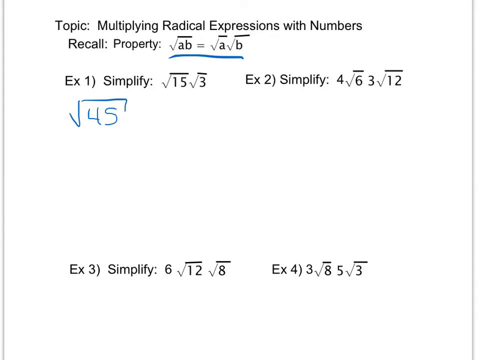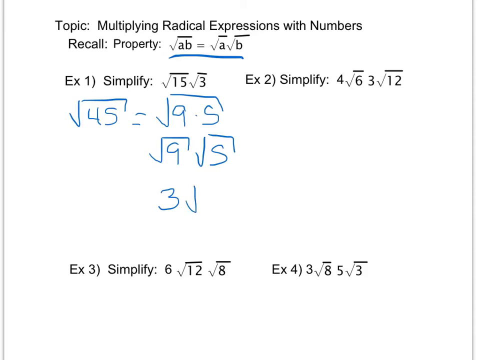Now that I have it together as 45, I can ask myself, does 45 have any perfect squares? Well, it does. 45 is the same thing as 9 times 5, and I know 9 is one of my perfect squares. Therefore, I get the square root of 9 times the square root of 5. I know the square root of 9 is 3. I do not know the square root of 5, so I leave it under the radical. Since 5 doesn't have any other perfect squares in it, I leave it under the radical, and there's my final answer.